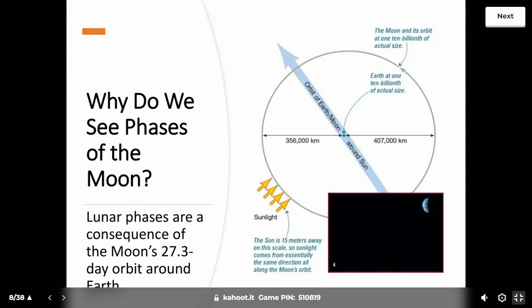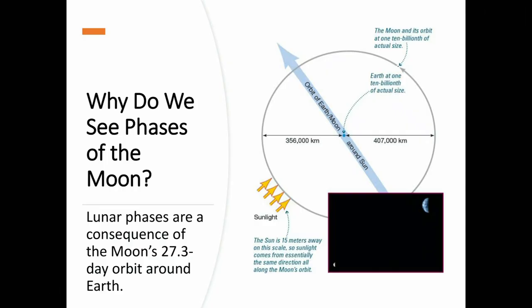Okay, so why do we see phases of the moon? The moon goes through phases, going from a full moon to half moon, and then new moon, and then back again, and that cycle takes about 27 days. It takes the moon 27 days to go around the Earth. We'll talk about how long it takes for the lunar phase to actually go through a complete cycle.